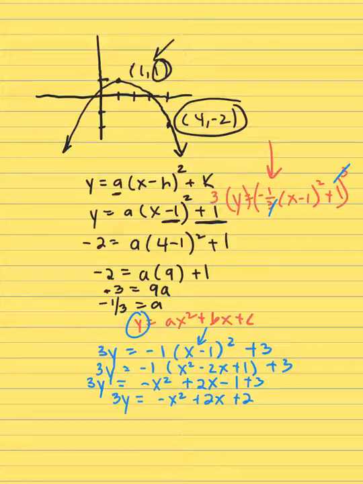So now divide through by 3, and that gives me y equals -1/3 x squared plus 2/3 x plus 2/3. That's it.